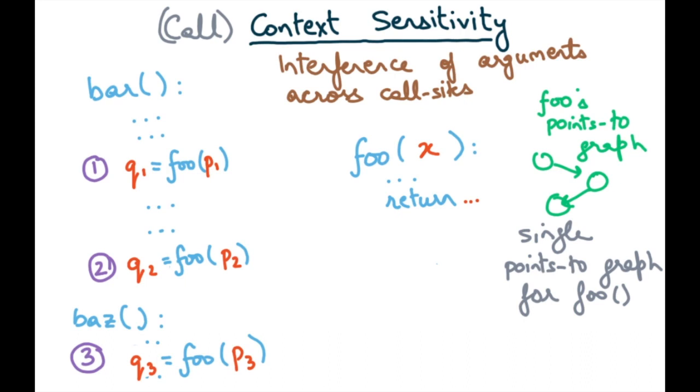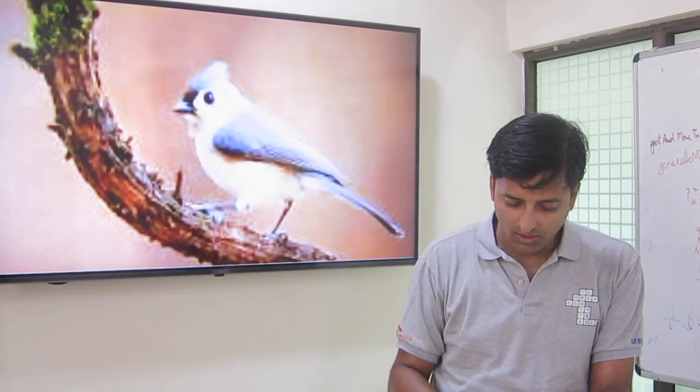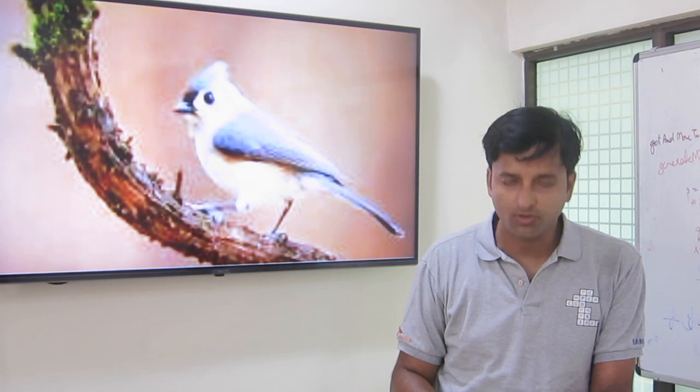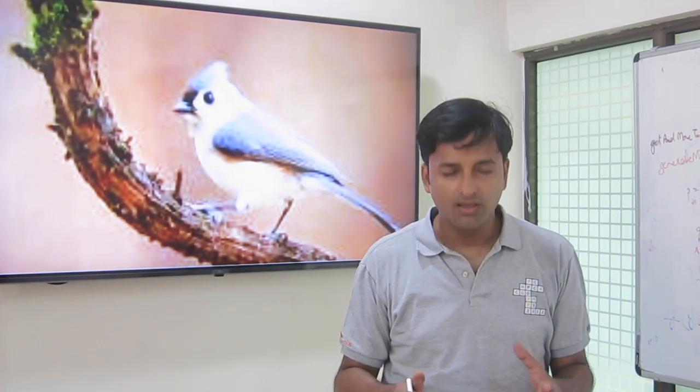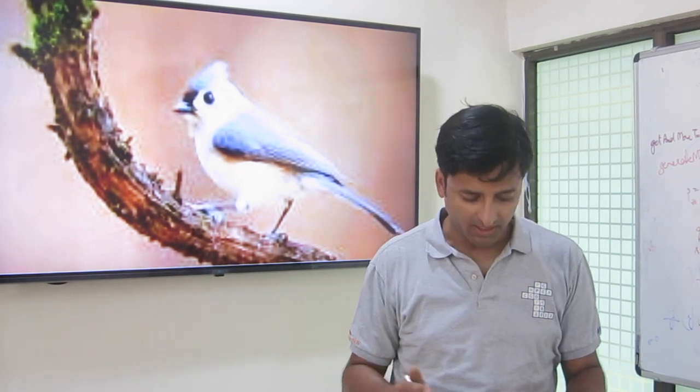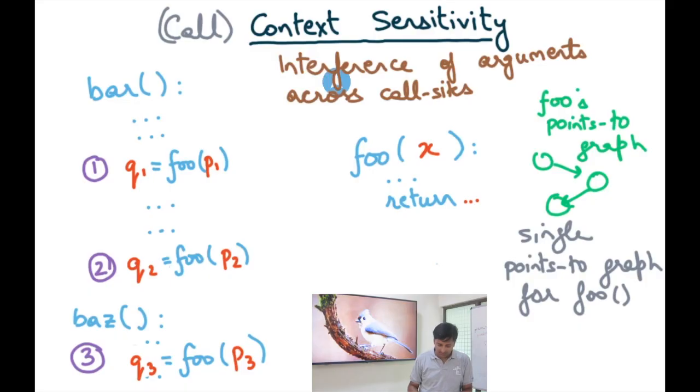So now we're going to discuss call context sensitivity, or just context sensitivity for short, as it is usually referred to in the context of points-to analysis. So the problem is explained by this example where there is interference of arguments across call sites.